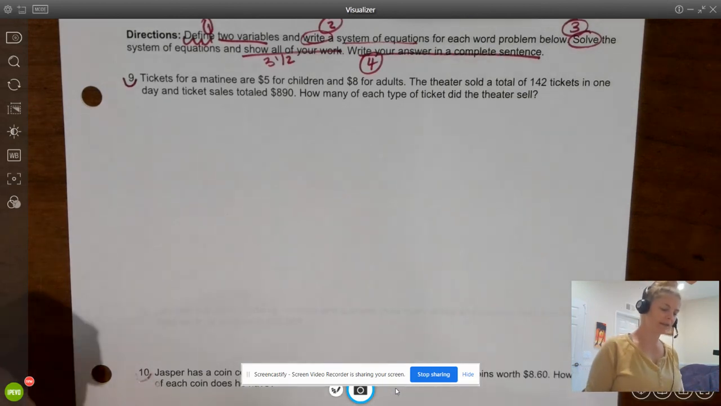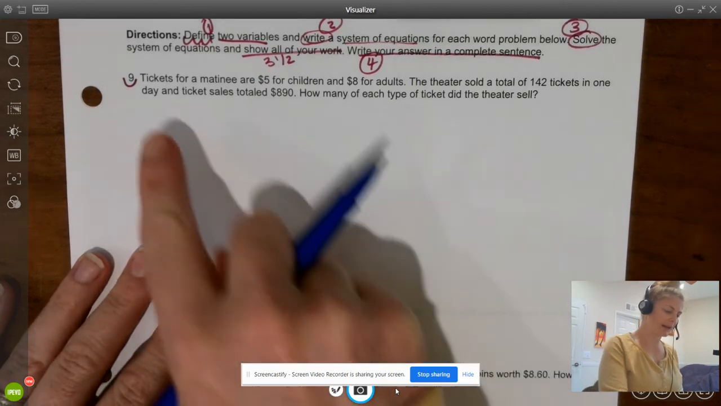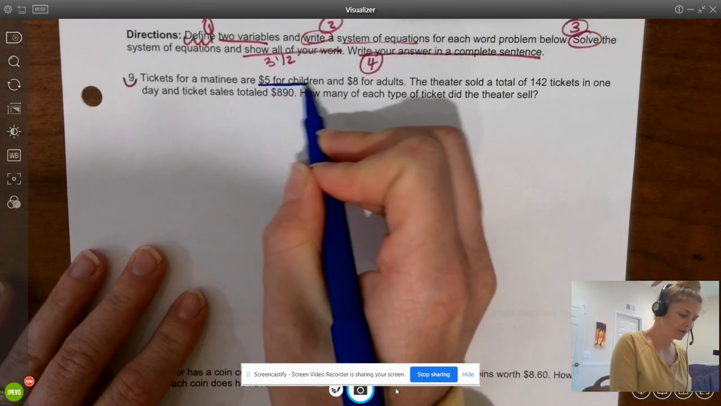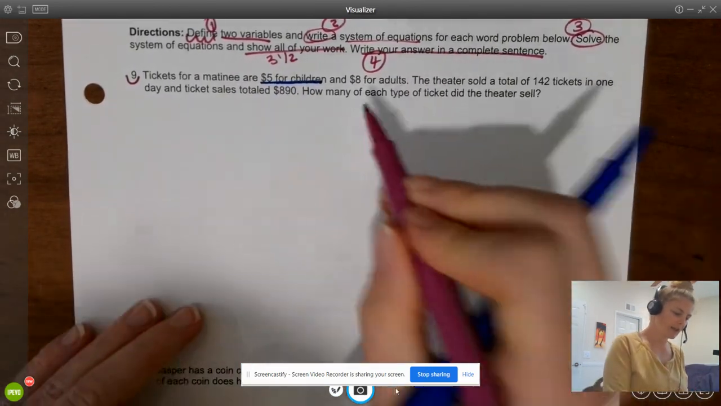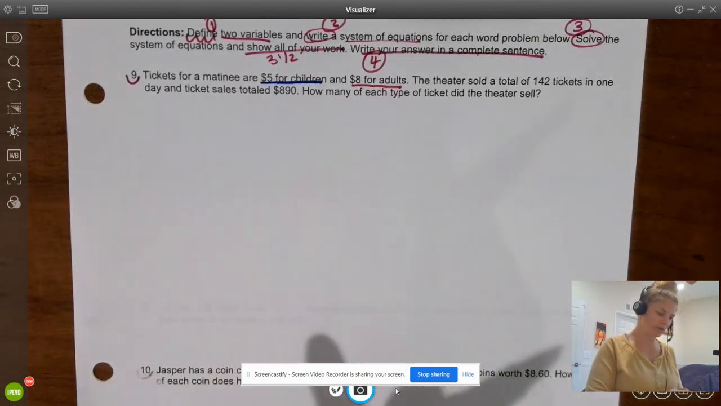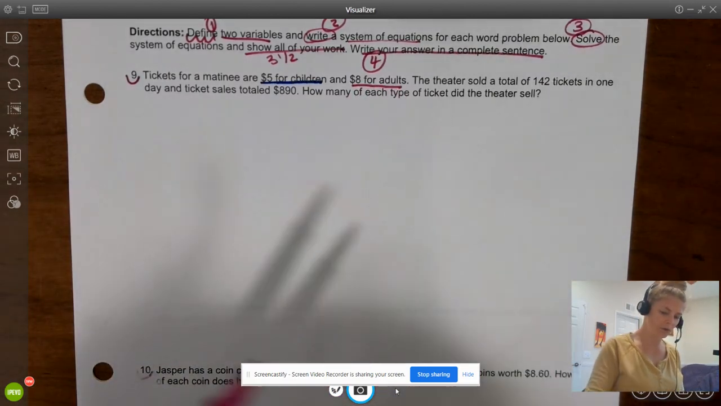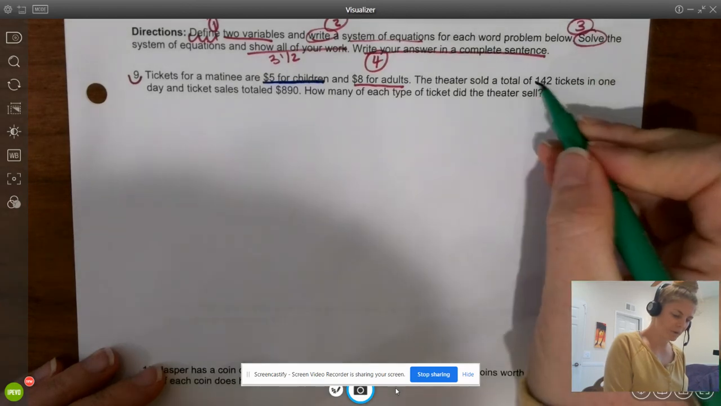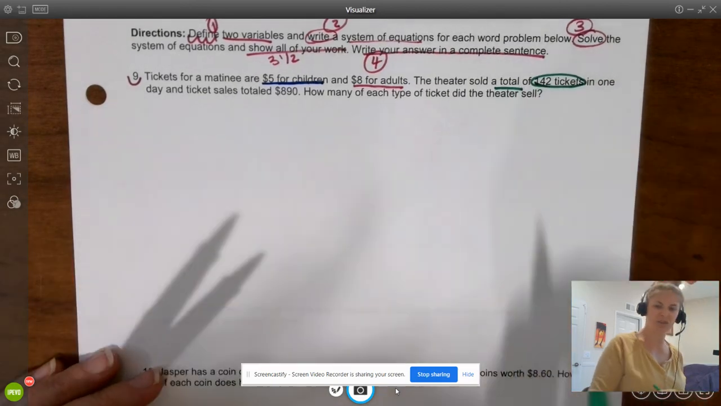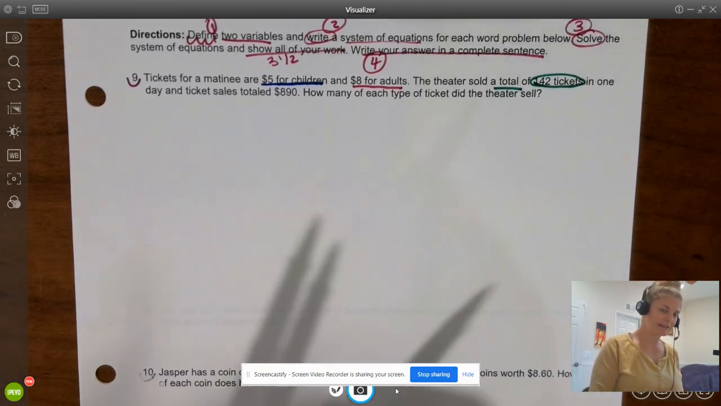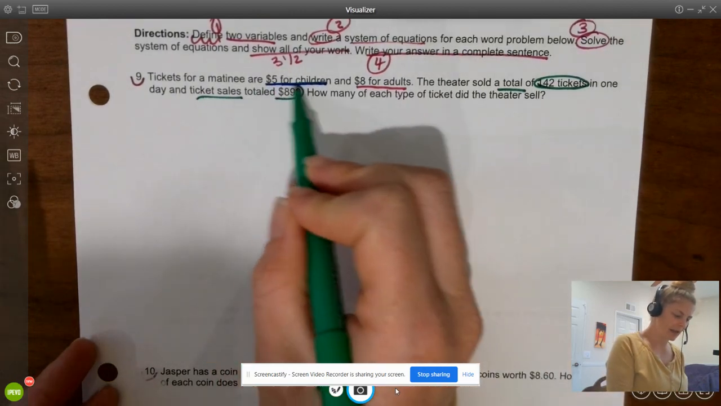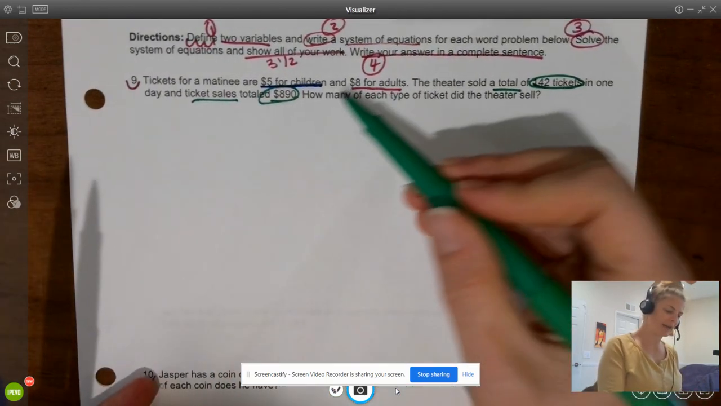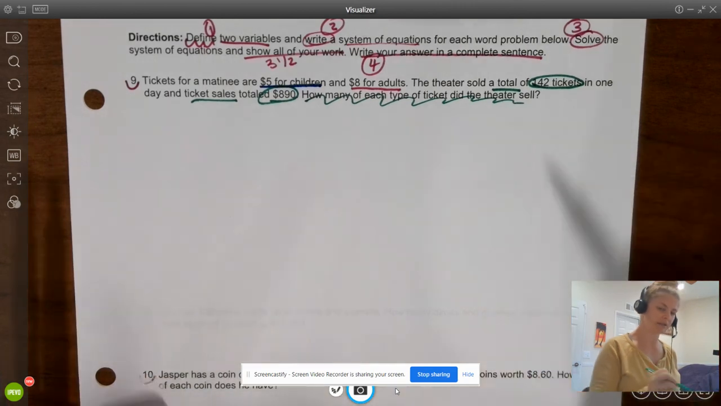So a few things, we always want to read a word problem twice. Let's read it again. Tickets for the matinee are $5 for children and $8 for adults. The theater sold a total of 142 tickets. Total usually means you add in one day. And ticket sales totaled $890. How many of each type of ticket did the theater sell?